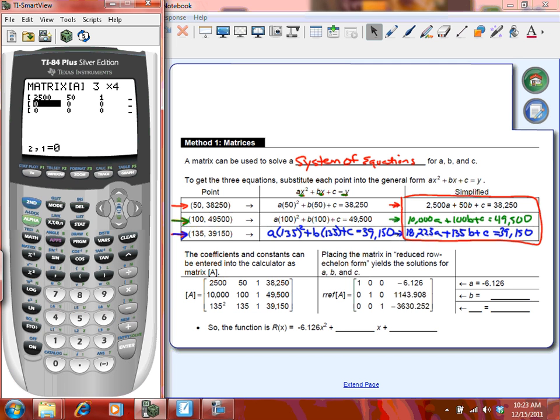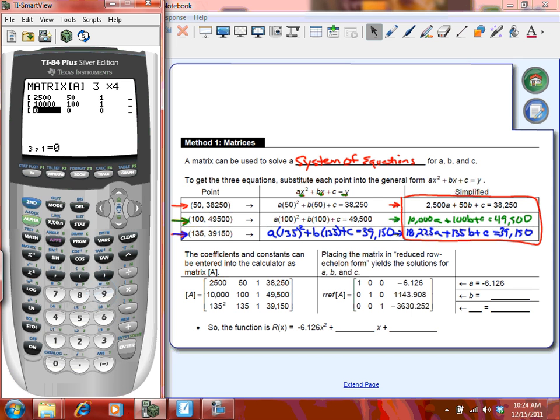The second row of numbers is going to be 10,000, 100, 1, and 49,500. That is our second row. And this came off of our second equation. Uh-oh, did I miss something? That should be 10,000. There we go. That one should have been 100. This one is 1, 49,500.